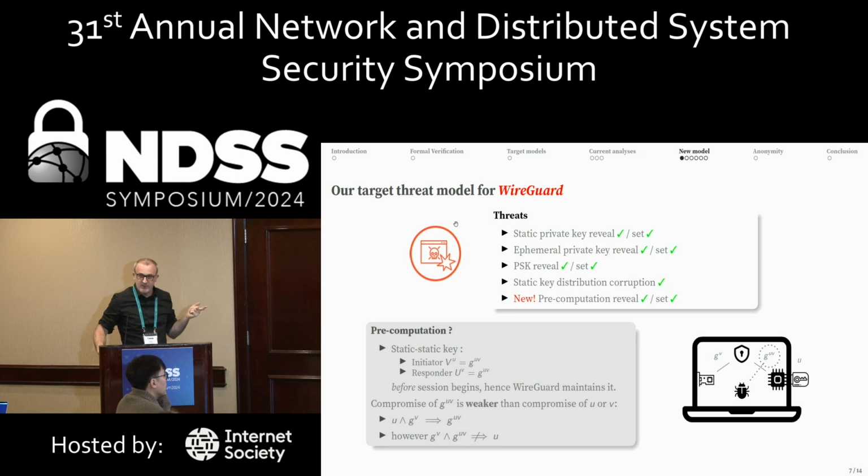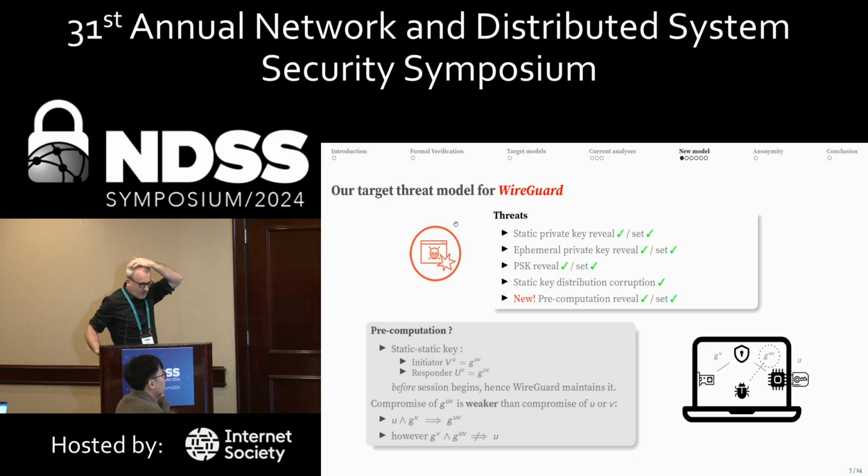Because we noticed in the source code of WireGuard that there is an implementation choice that has been made. It is a pre-computation of the Diffie-Hellman product, which is named here G to the UV. And this pre-computation is done before the session begins, and it's kept in memory during the life cycle of the interface. So we say, okay, there is this implementation choice. Let's assess this, in fact. And note that a corruption of the pre-computation is weaker than a corruption of the key.